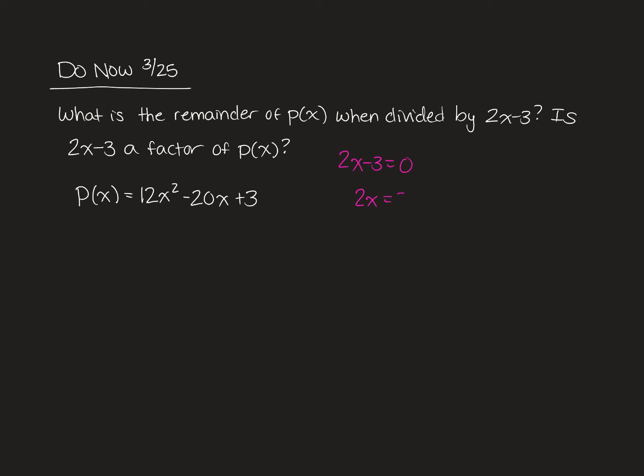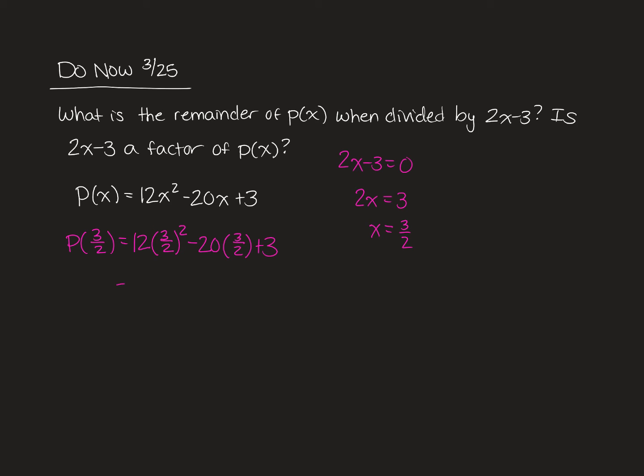So 2x is going to equal 3, x is going to equal 3 over 2. That's what you plug in to your p of x. Okay, so wherever you see an x, you're going to plug in 3 over 2. And then you can figure out that number.